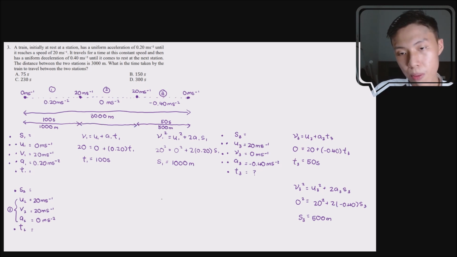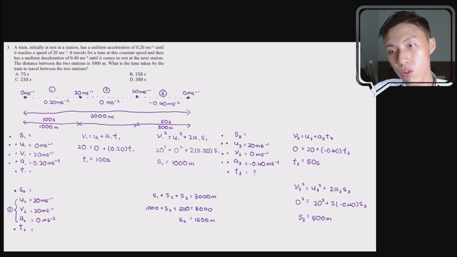So how do you find the second portion of the journey? We can do S1 plus S2 plus S3 is equals to 3000 meter. That's the total distance for the whole journey. You know that S1 is 1000, S3 is 500. So if you perform a calculation, you get that the displacement for the second portion of the journey should be equals to 1500 meter. So you can fill this in, 1500 meter.